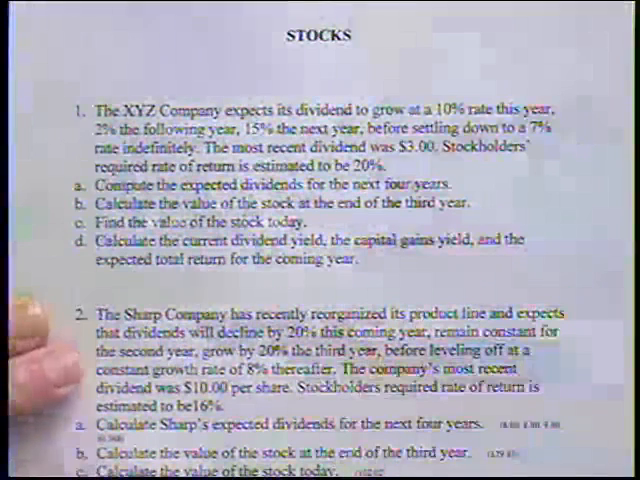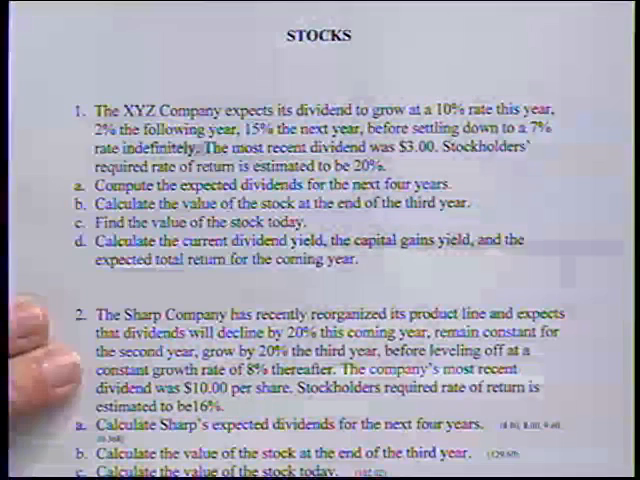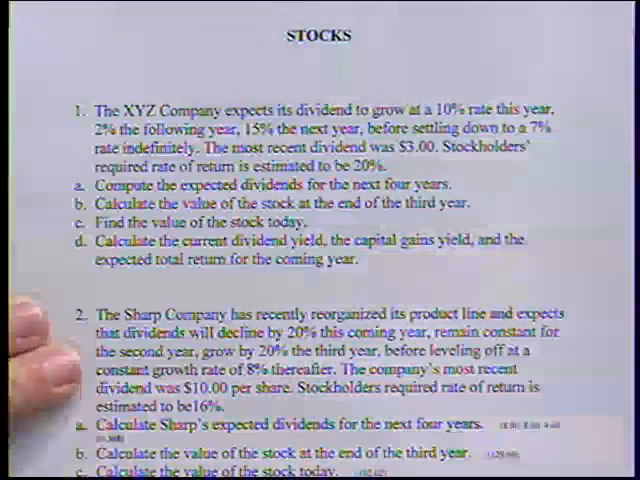The XYZ company expects its dividend to grow at 10% rate this year, 2% the following year, 15% the next year, before settling down to a 7% rate indefinitely. The most recent dividend was $3, and stockholders' required rate of return is estimated to be 20%.